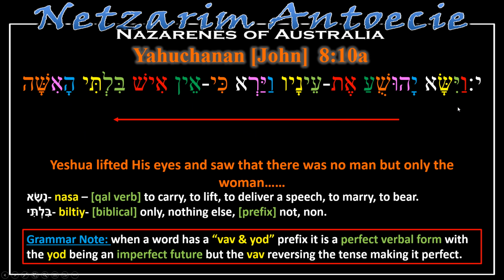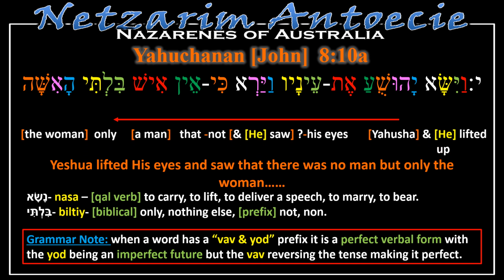Okay, now we can read it. Vayisa Yahushua et einav, vayar ki ein ish bilti ha-isha. And he lifted up Yehushua's eyes, and he saw that not a man, only the woman.